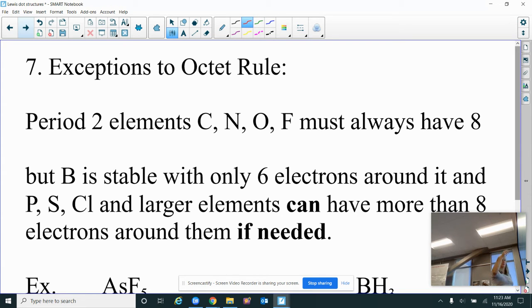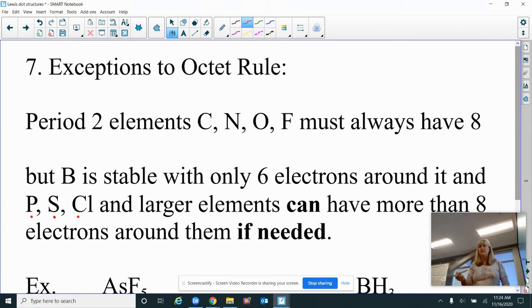Boron, on the other hand, if we look on the periodic table, boron is smaller than carbon, so it can actually be stable with 6 electrons. Now, it can have 8, but very commonly boron has 6. So that's something that you need to remember, that boron will often only have 6 electrons around it. And then bigger elements than phosphorus, so phosphorus, sulfur, chlorine, and anything larger than that, as we're looking at the periodic table, they could have more than 8 if needed. So we will try to give them 8, but if there's extra electrons, they can handle it.